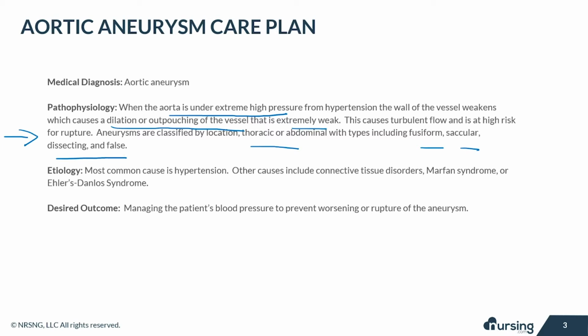So most commonly, aortic aneurysms are caused by hypertension, but they also can be related to connective tissue disorders, Marfan syndrome, and Ehlers-Danlos syndrome. So the desired outcome is to manage the patient's blood pressure to prevent worsening or rupture of the aneurysm.